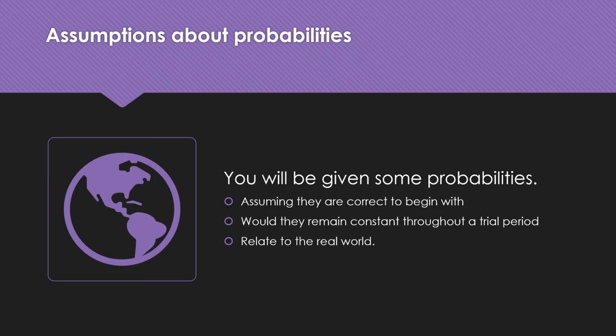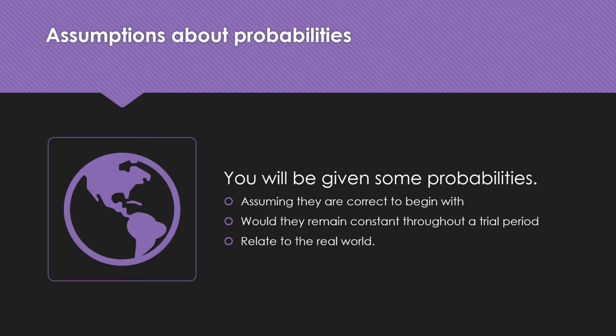So here we go, assumptions about probabilities. You'll definitely be given some probabilities, and assuming that they're correct even to begin with, would they remain constant throughout the trial? What if you went to a different place, and would the probabilities be the same? So let's say you're collecting things from a supermarket chain. At every single supermarket you go to, the one in Petone or the one in Wainuiomata, are they exactly the same? Is that always how it's going to be? And will the probabilities be exactly the same at the beginning of the trial as they are at the end?